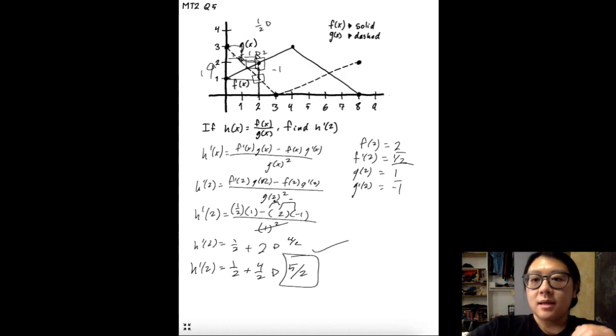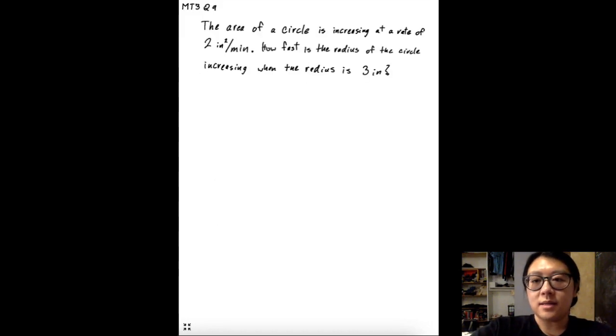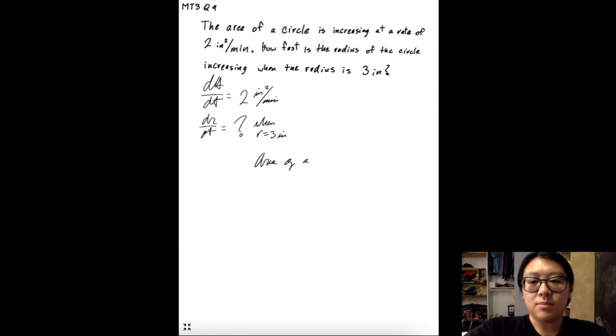Now, for mini test 3, I have to find the answer for question 9, which is how fast the radius of the circle is increasing when the radius is 3 inches. We know that the area of a circle is increasing at a rate of 2 inches squared per minute. Now we have to find how fast the radius is increasing. We don't know what it is yet, but we can find the value when the radius is equal to 3. So first of all, area of a circle is pi r squared.